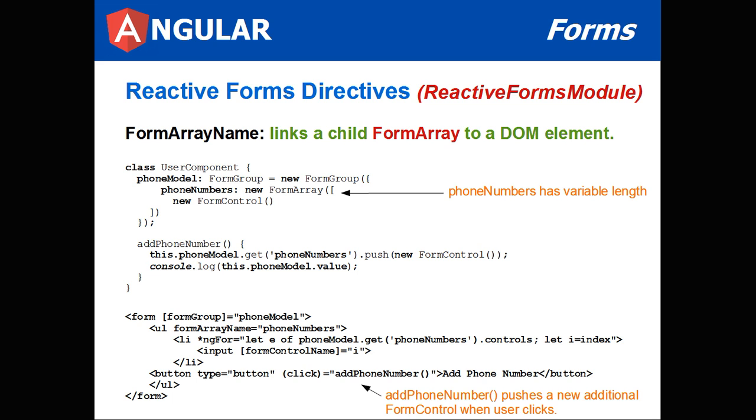add a field to a form, and we're going to add a button here which adds an event to add a phone number. And so as we type in phone numbers in this field, we're adding more fields as we click, and adding more phone numbers to the backend model. So the add phone number pushes a new additional form control when the user clicks.